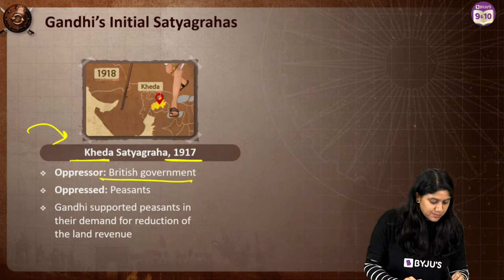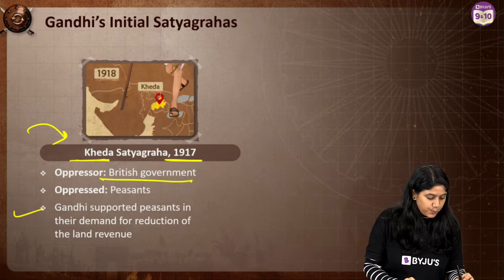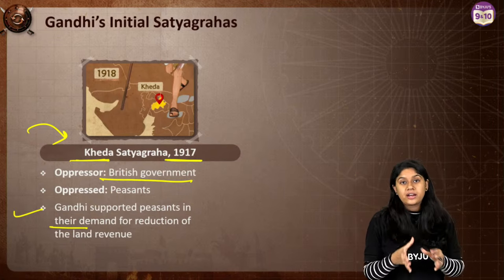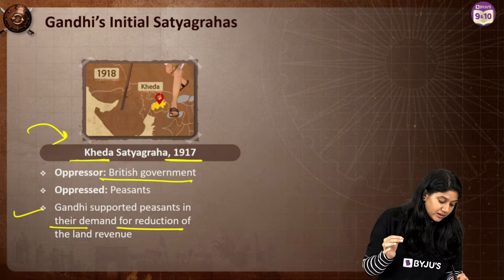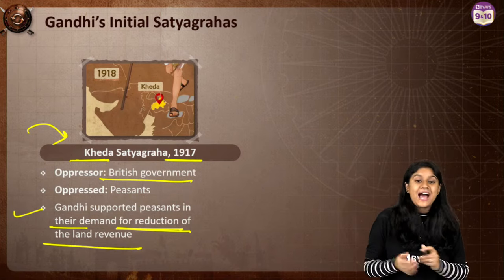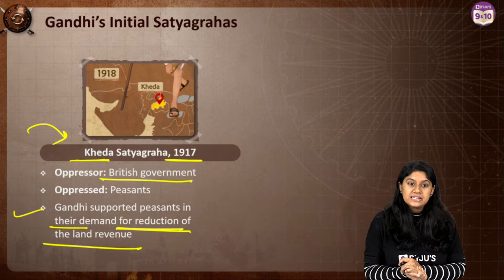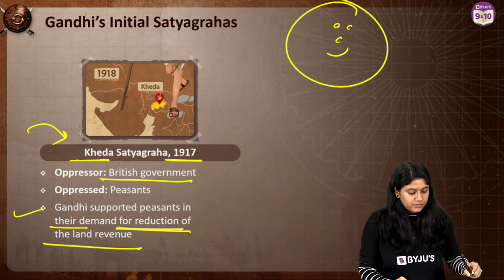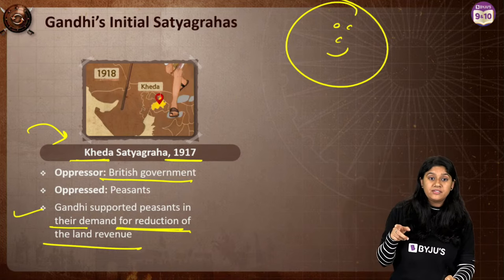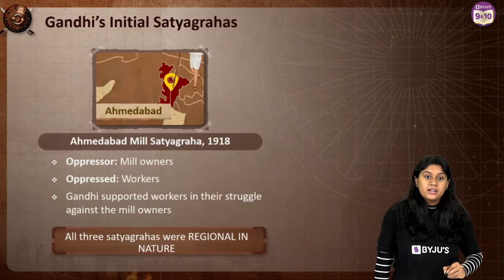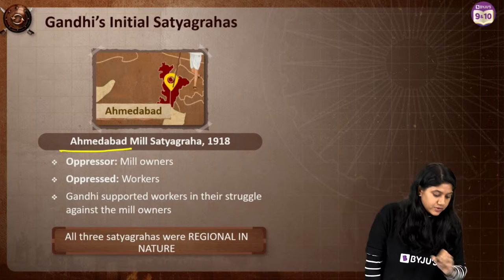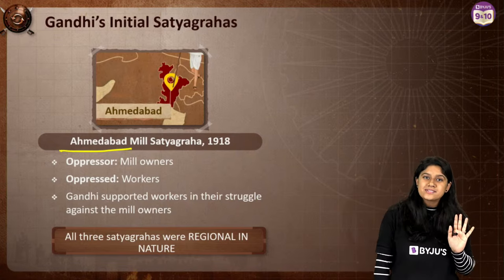What happens? Again, the British government, of course, and Gandhiji supported the peasants. They were doing the Satyagraha so that they could get their demand, which was to reduce the tax revenue. Very good, everyone. I'll just check that if that's the case. The last one that we have is the Ahmedabad Mill Satyagraha.